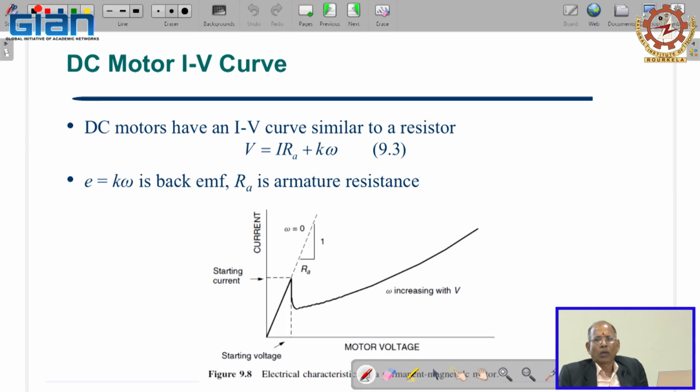Okay. Now let us understand a little bit about the DC motor.